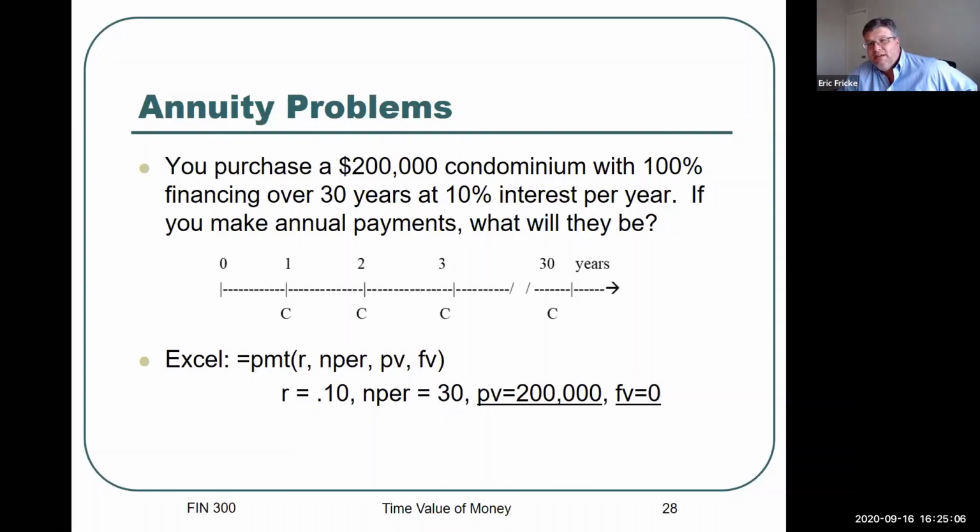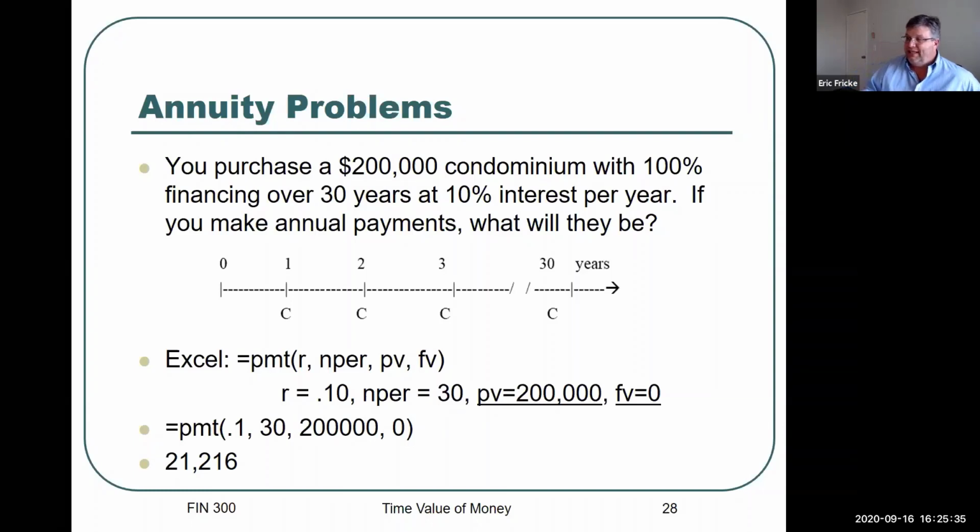Think about this as being our loan. Initially the loan has a value of $200,000. That's how much we're given. But then over time, we pay down the loan every single year. Ultimately, the loan will be fully paid off and the value is 0 for the loan. So the future value of the loan is 0. You plug that in with the data and you end up getting $21,216. So that is the annual once-a-year payment for a $200,000 loan.